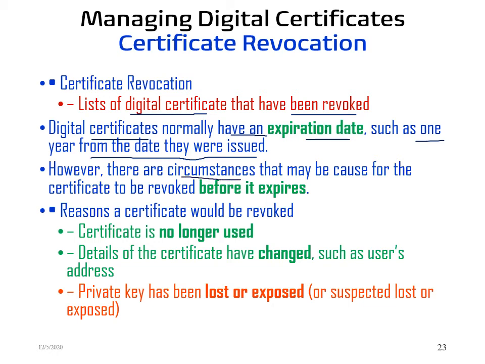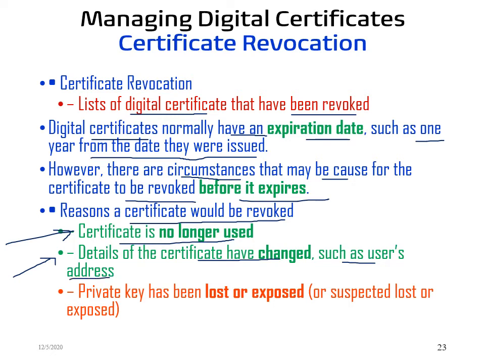However, there are circumstances that may cause the certificate to be revoked before the expiration also. So what are all the conditions under which it has to be revoked? The certificate has to be revoked or renewed before the expiration date. So the reasons a certificate would be revoked: the certificate is no longer used. That is the first reason, right? The second reason is that details of the certificate have changed, such as the user's identity, like address and all. So this is the second reason why I have to revoke before the expiration date.